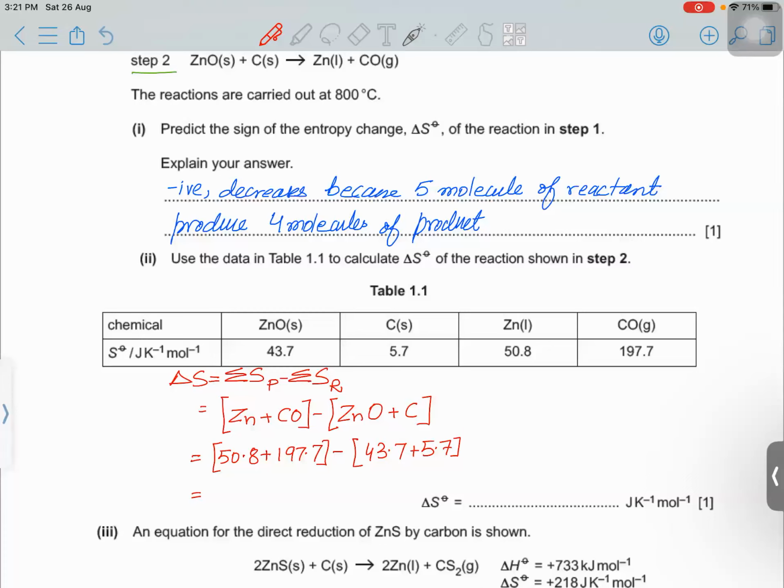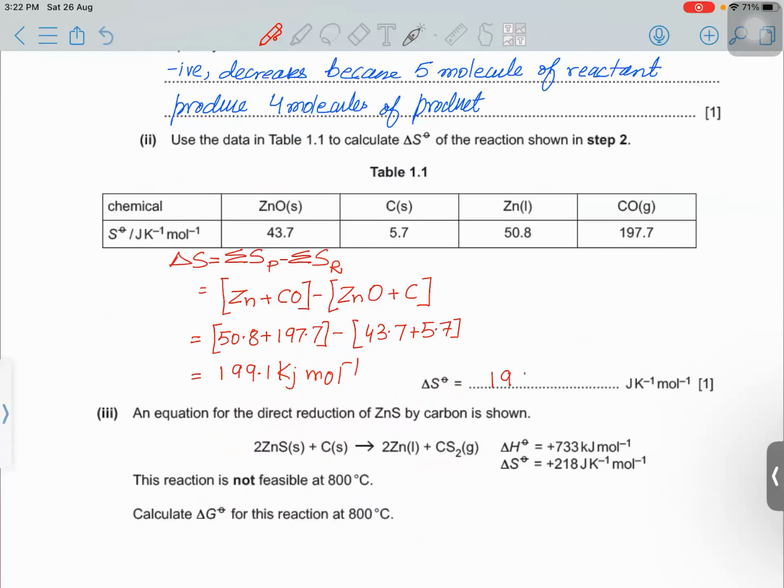So 199.1. Am I right? Sir, 199.1 kilojoule per mole. So entropy is positive.